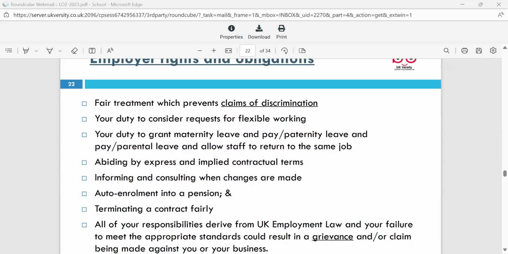Employers' rights and obligations are things like fair treatment, which prevents any sort of claims of discrimination, their duty to consider flexible work. So, you have a duty as an employer to consider flexible working hours, and that might be a mother who's come back from maternity leave and wants to work flexible hours because of a newborn child. The duty to grant maternity leave, they have that duty, parental leave and paternity leave.